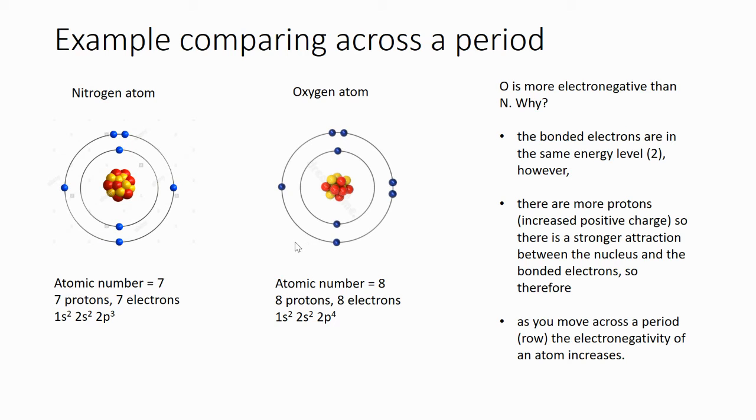Okay, let's look at an example comparing across a period. Oxygen is more electronegative than nitrogen. Why? You can see from the diagrams that they have electrons in the same shells. The valence electrons are in the same shells. Nitrogen has 7 protons and oxygen has 8 protons. Because oxygen has more protons, there is a stronger attraction between the nucleus and the bonded electrons. Therefore, as you move across a period or row, the electronegativity of an atom increases.